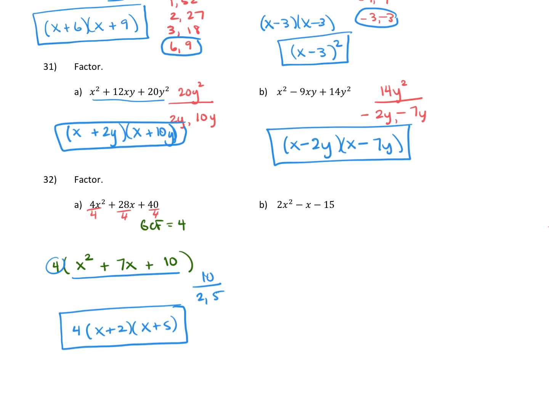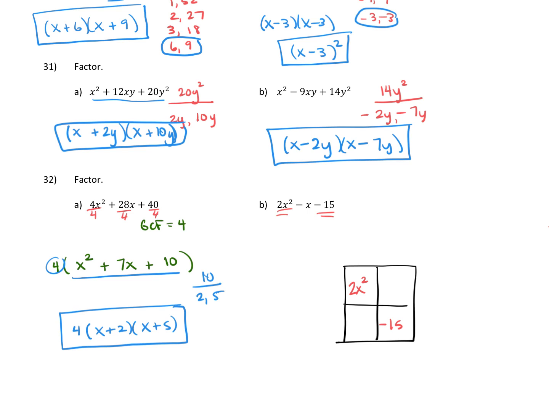So when you are factoring and you have a number in front of your x squared, your a value, we are going to factor using the box method. So why don't we start by setting up our box. The first term, 2x squared, goes in the upper left. The last term, negative 15, goes in the bottom right box.